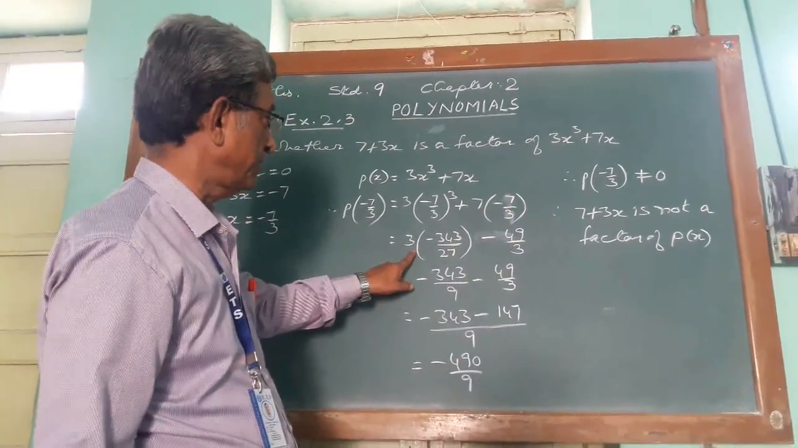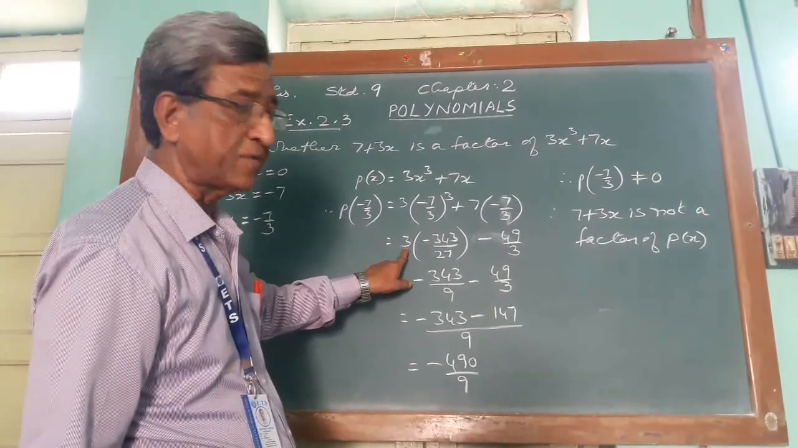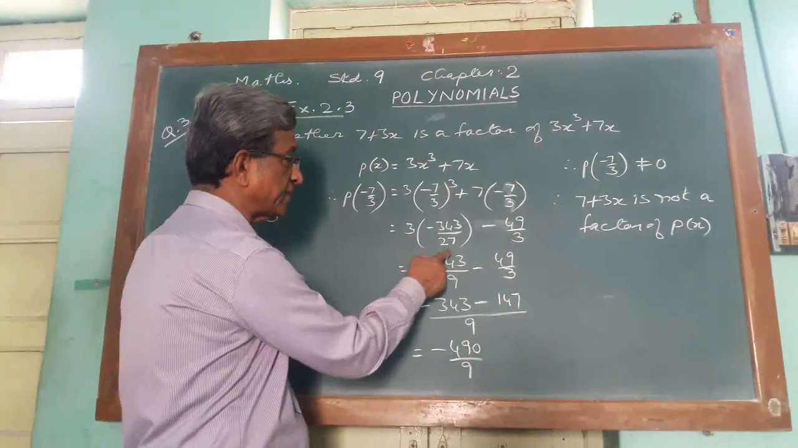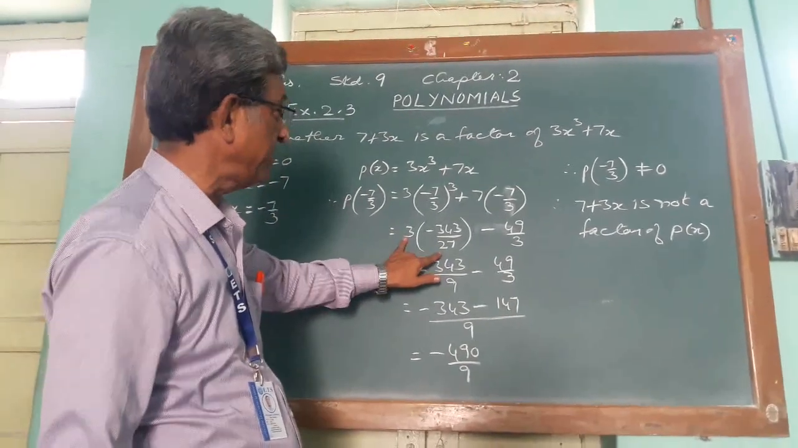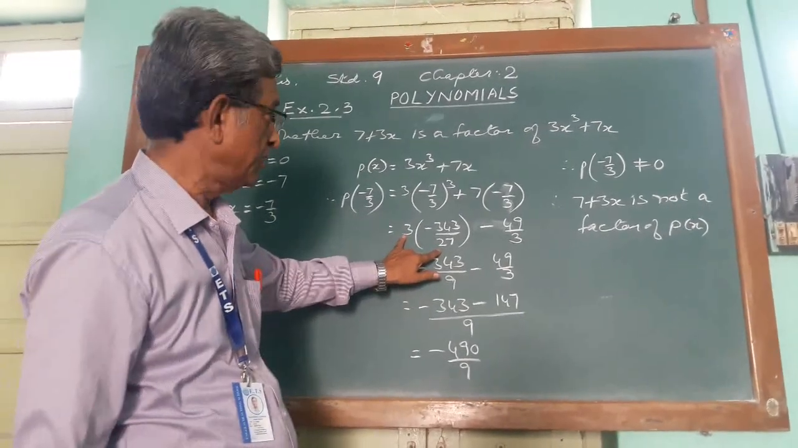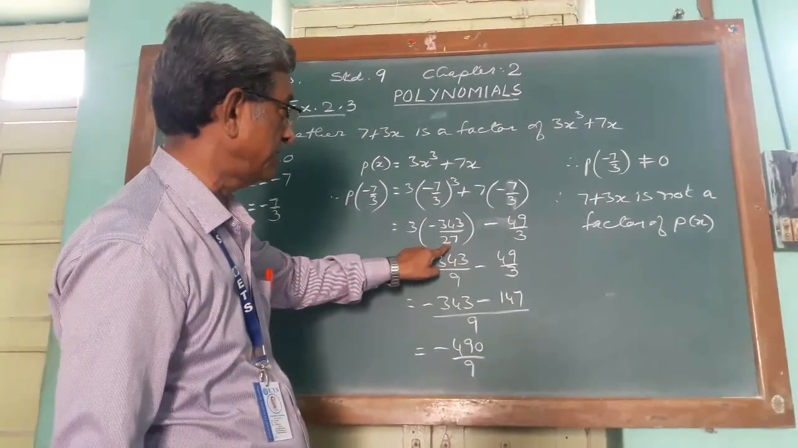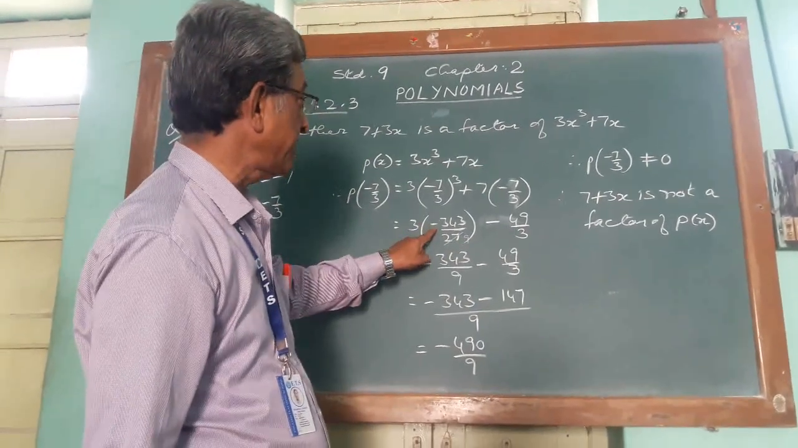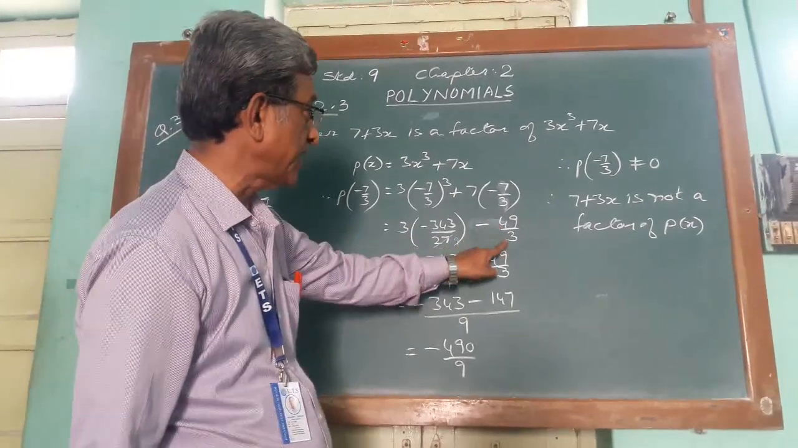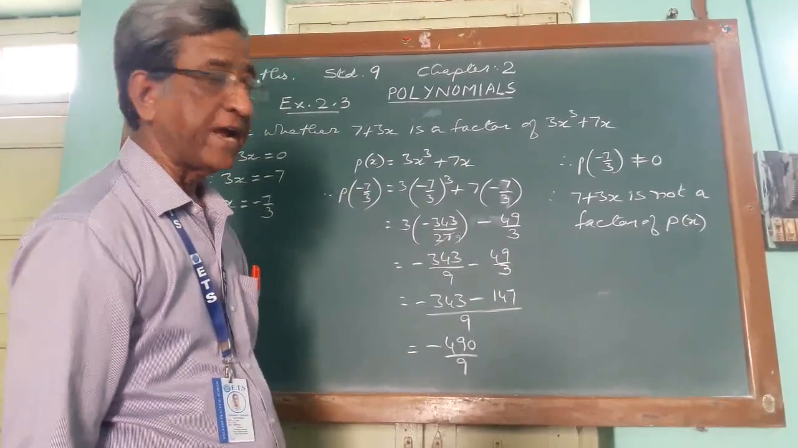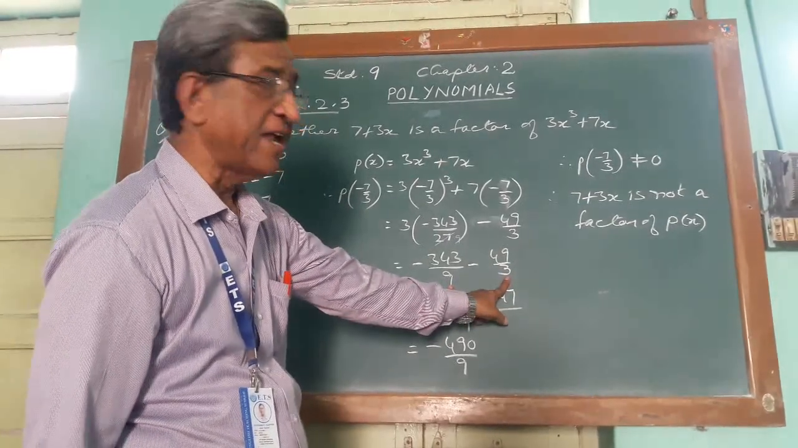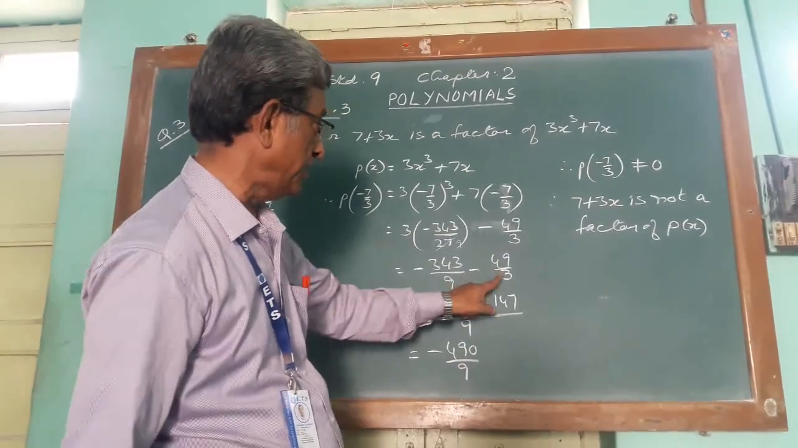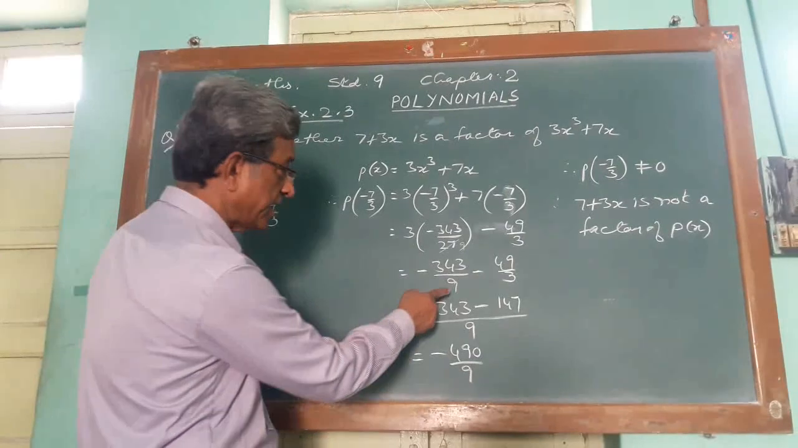Again simplify this. Multiply 343 by 3. Otherwise you can also cancel it. 3 and 27 will be cancelled. It will be easy. So 3 nines are 27. So you will get minus 343 upon 9 minus 49 upon 3. Again different denominators. So whenever you get different denominators, you have to take LCM. So LCM of 9 and 3 will be 9. So here it is 9.